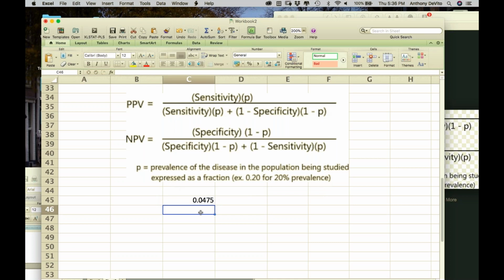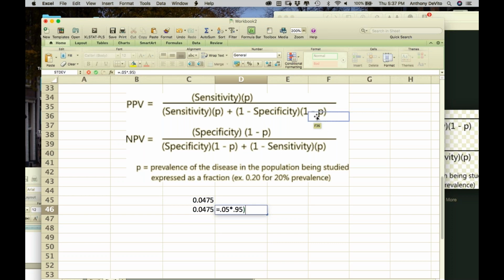So the bottom part of this formula is going to be equal to the same thing as that, plus 1 minus the specificity. Specificity was 95%, so 1 minus it is 0.05, times 1 minus the prevalence. The prevalence was 5% also. Am I right about that? Yes. So 1 minus the specificity, times 1 minus the prevalence, which is 0.95.